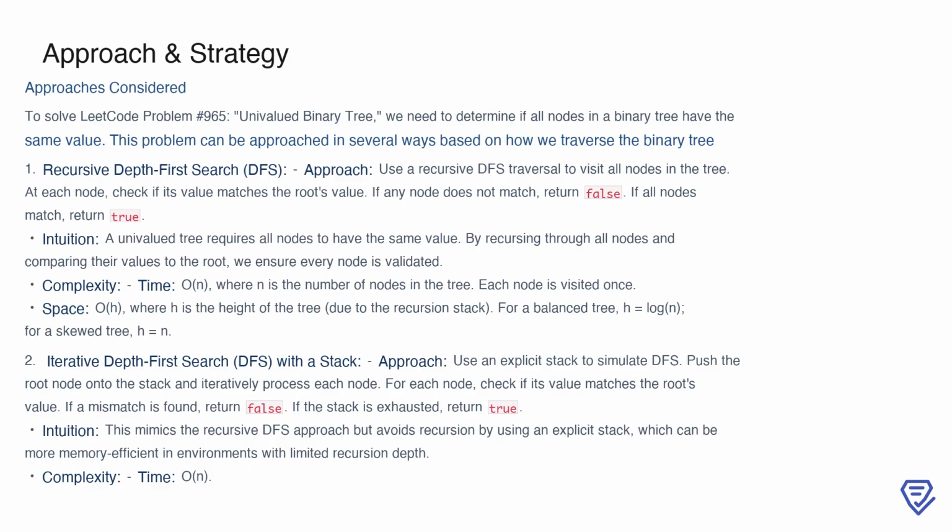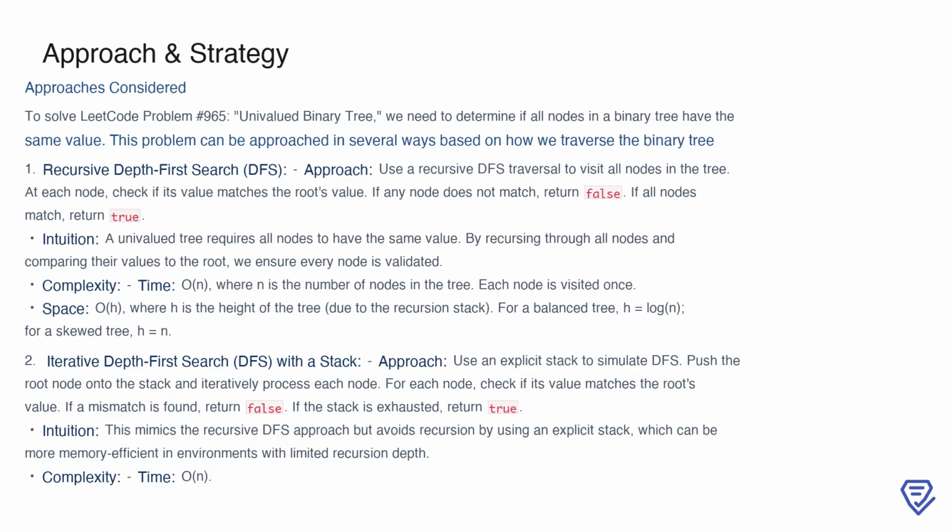Another approach is iterative DFS using a stack. This is similar to the recursive method but avoids function call overhead by explicitly managing the traversal stack. We push the root node onto the stack and iteratively process each node, comparing its value to the root's. If a mismatch is detected, we return false, otherwise, we continue until the stack is empty. The time complexity remains O(n), and the space complexity is still O(h), though this method is often preferred in environments with limited recursion support.